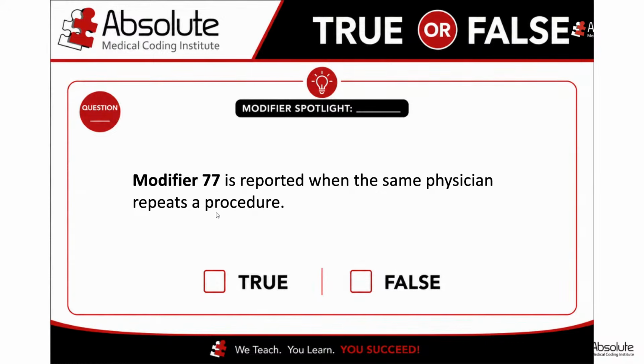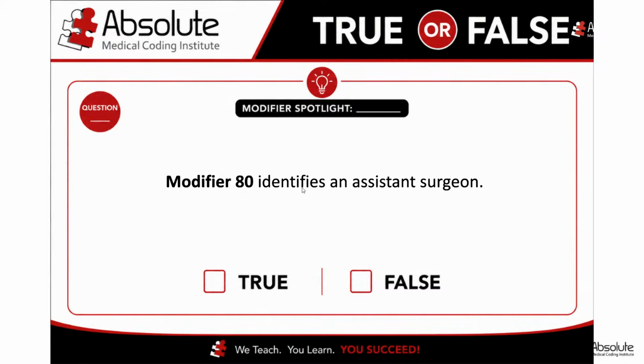All right, I'm going to put the answer up. I know you all are answering, and the answer is false. It is not the same physician repeating a procedure. Modifier 77, if you open up your book, is repeat procedure by another physician or other qualified healthcare professional. Now we're moving on to modifier 80. This identifies an assistant surgeon. True or false?